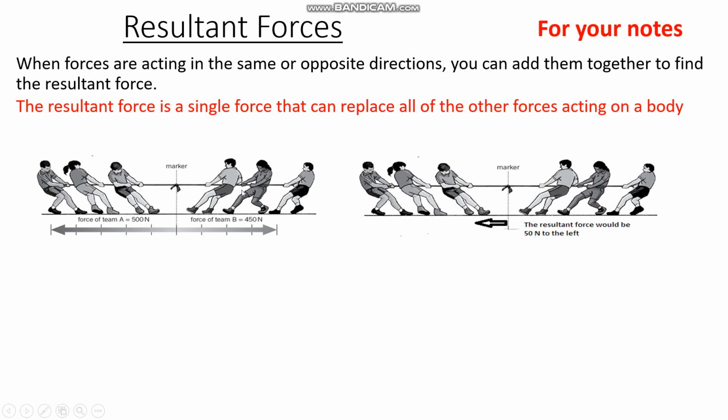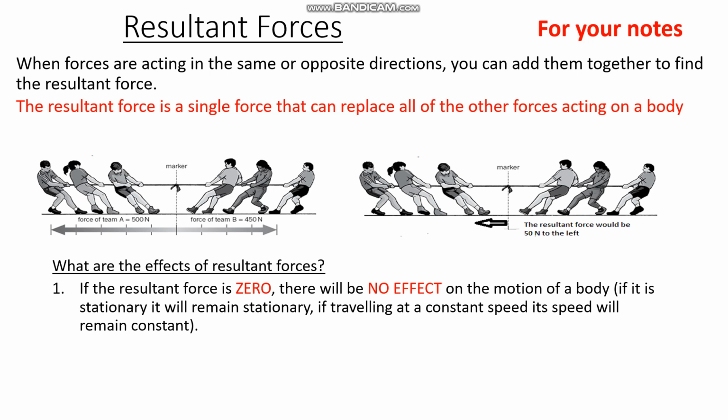Okay, resultant force replaces all other forces acting on that body. So what are the effects of these resultant forces then? If the resultant force is 0, in other words, the two teams here were pulling with the same size force but in opposite directions, so when you add them together you get 0, it would have no effect on the motion of the body.